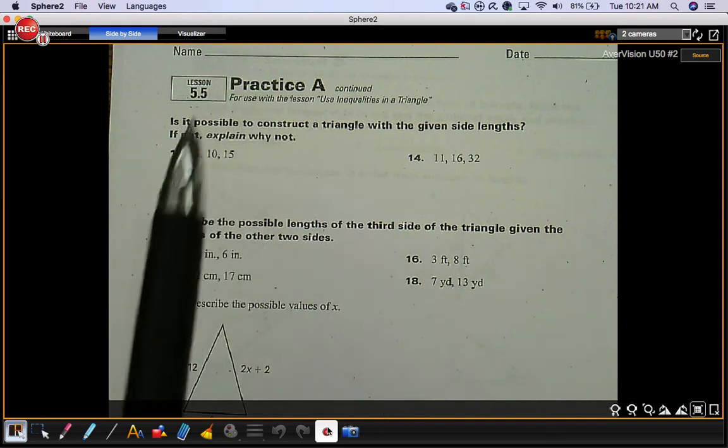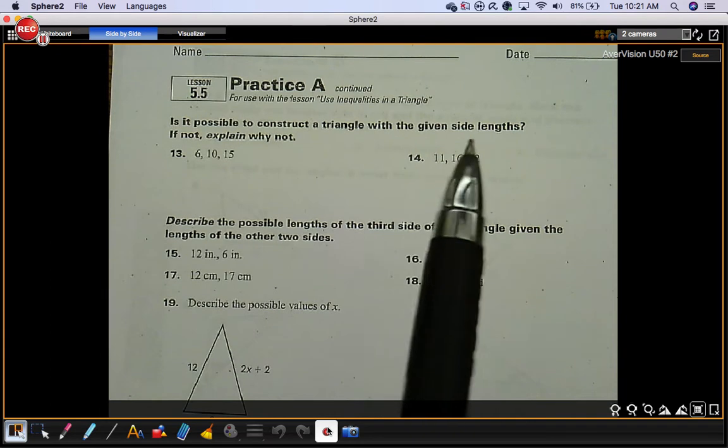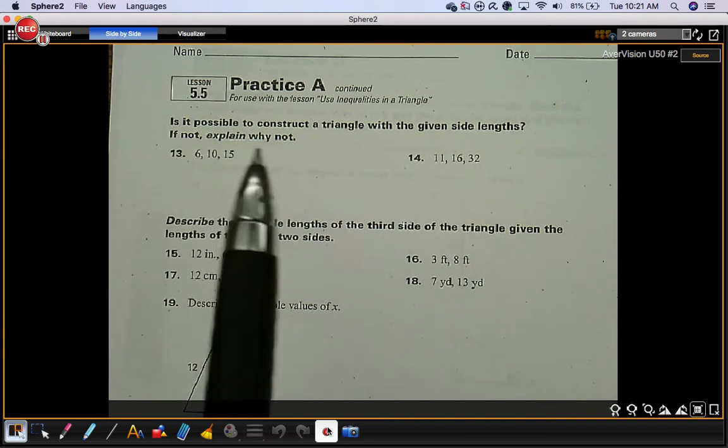This is practice A for section 5.5. This is the back of the worksheet. Is it possible to construct a triangle with given side lengths? If not, explain why not.